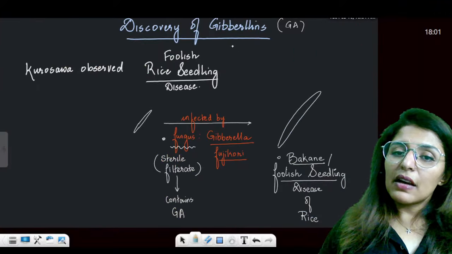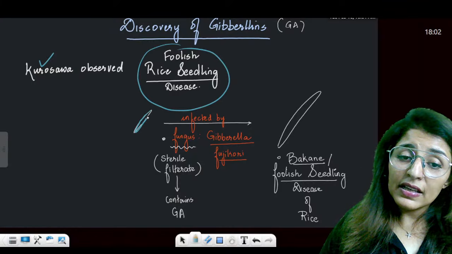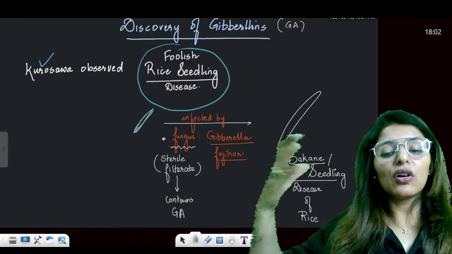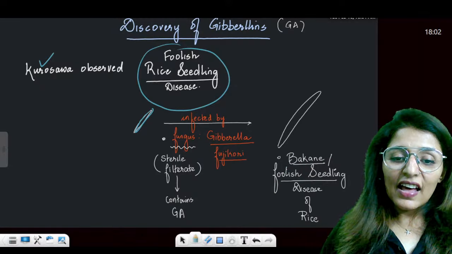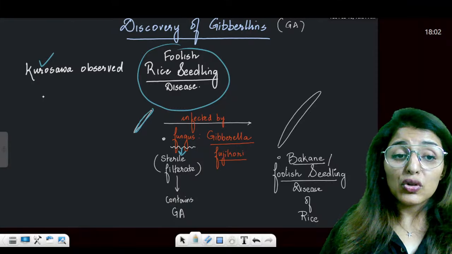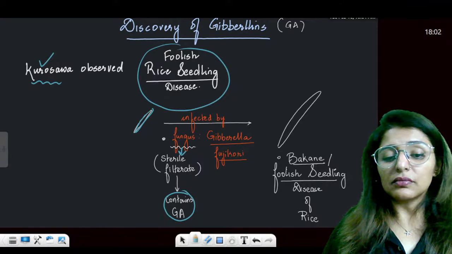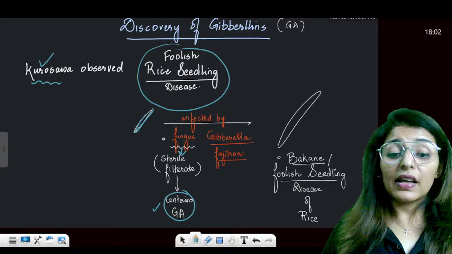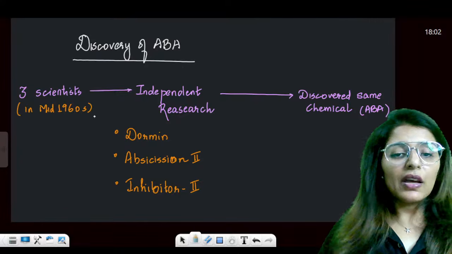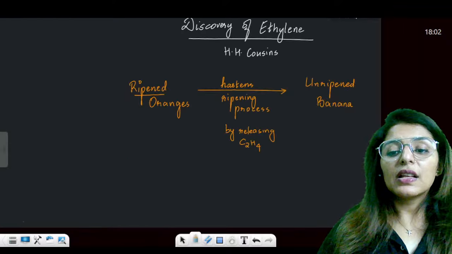All right. Then the discovery of gibberellins. I already told you Kurosawa did that from foolish seedling disease. He saw that if the rice grain is infected by the fungus Gibberella fujikuroi, it leads to foolish elongation of the seedling, right? And from the sterile filtrate of the fungus, Kurosawa was able to extract gibberellic acid. Are these points clear? Then the discovery of ABA, already told you, by three independent researchers in the mid-1900s, but later on they were found to be the same chemical.